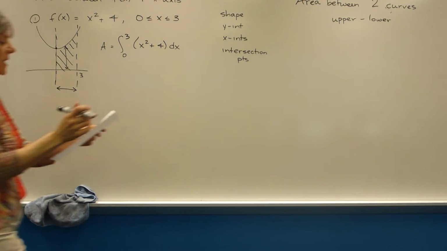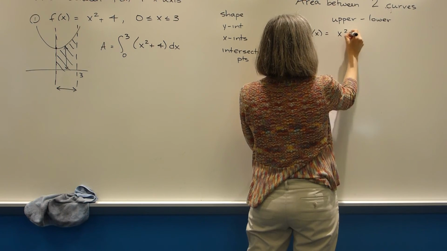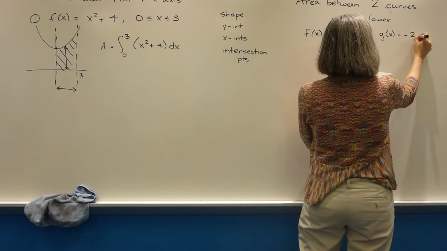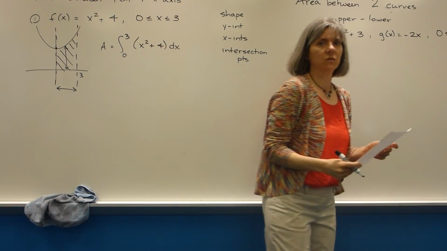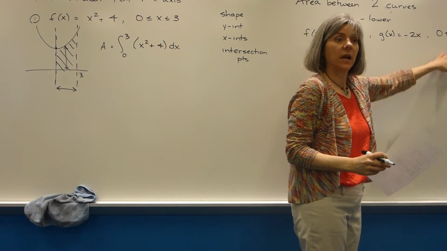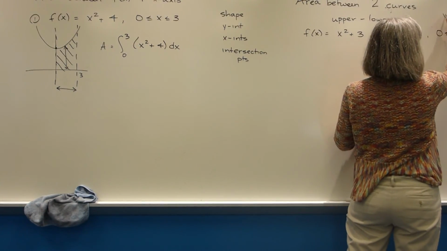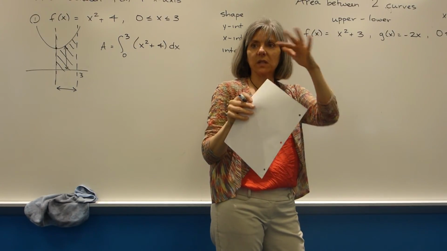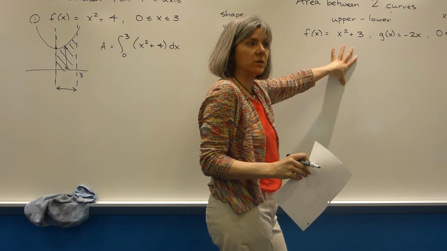All right, so let's look at this one. We have f of x equals x squared plus 3, and g of x equals negative 2x, from 0 to 2. I could also have written this another way. I could give you these lines. I could say bounded by f and g and x equals 0 and x equals 2. That would just be essentially 4 different lines that would make one piece together. Okay, so what's the first thing we want to do here?